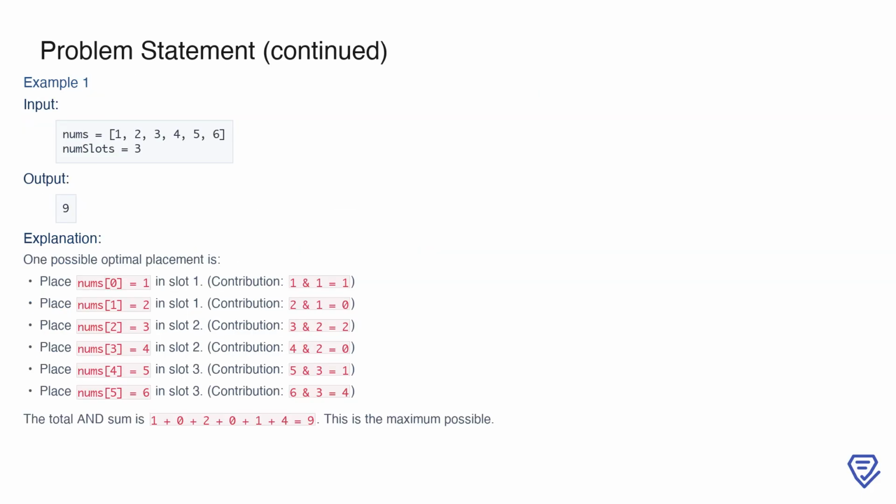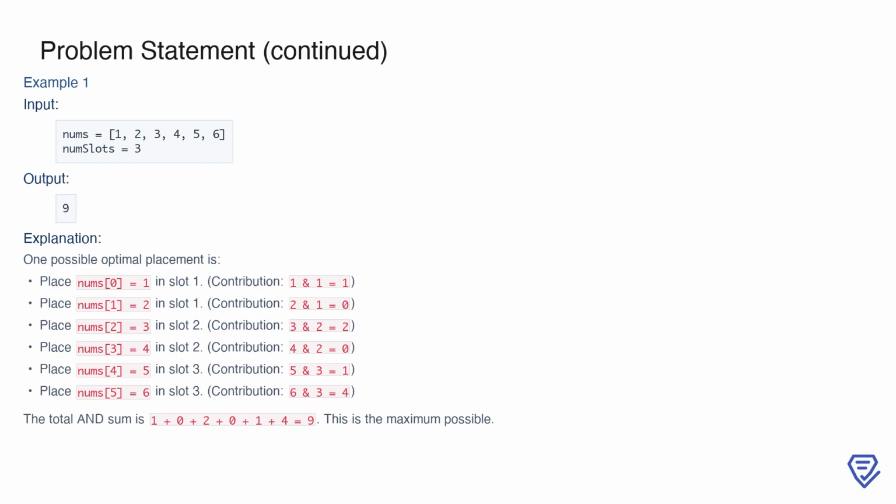To understand this better, let's consider the first example. Here, the input array is nums equals [1, 2, 3, 4, 5, 6], and we are given numSlots equals 3. The goal is to distribute the 6 numbers among the 3 slots, with each slot able to hold up to 2 numbers. One optimal placement is as follows: place 1 and 2 in slot 1.